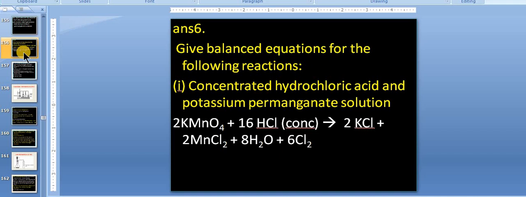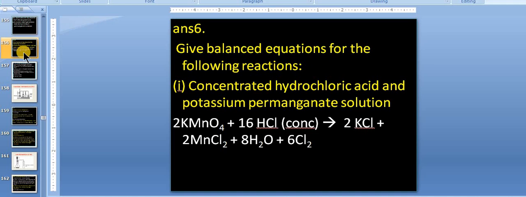KMnO4 when reacting with HCl, as you have told me, sir, chlorine will be given out. So if chlorine is out, KMnO4 will give oxygen, hydrogen plus oxygen gives water, and KMnO4 further decomposes to give us MnCl2. So these are the products.